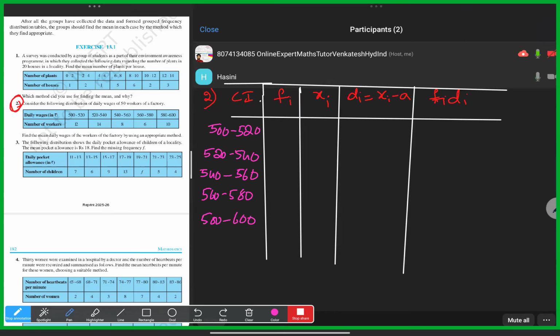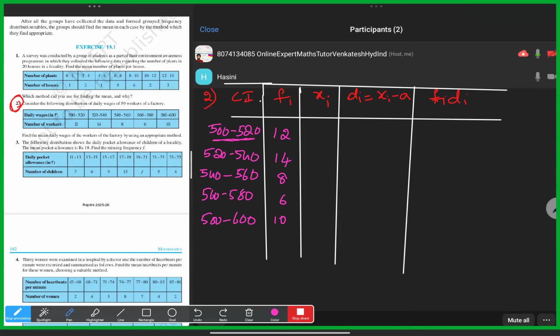So now we'll write the fi values, Hasni. Can you tell me once? 12, 14, 8, 6, 10. Now xi, Hasni. Since the class size is the same everywhere, for the first one we will find it out and add the class size to get the next one. Class size means the difference between this and this, 520 and 500.